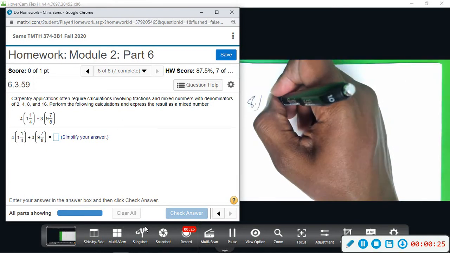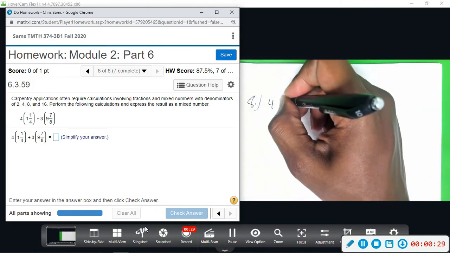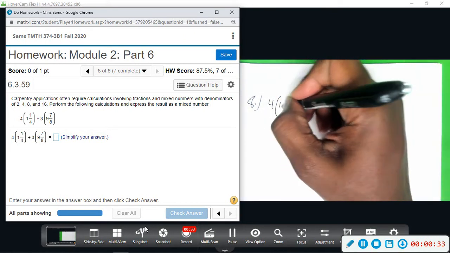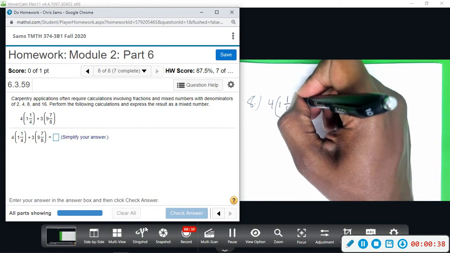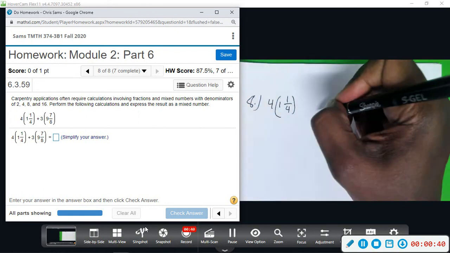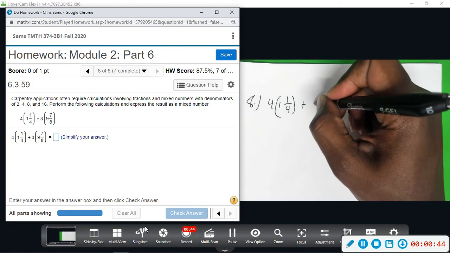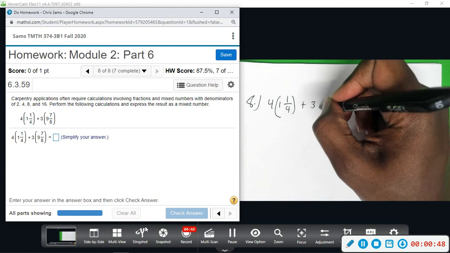Alright, so if you're going to be multiplying mixed numbers, then you need to convert them to improper, and then we're going to have to go back to a mixed. So that's going to be step 1. We're going to convert these to improper fractions. Then we will be able to do a common denominator and add them together.